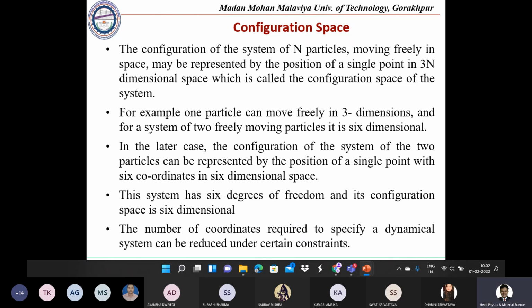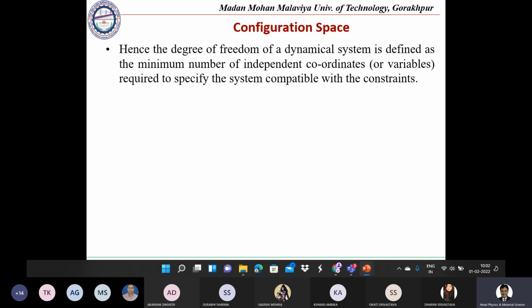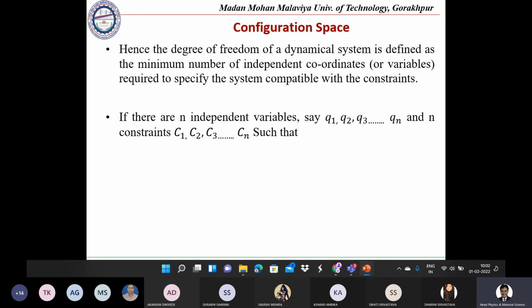The number of coordinates required to specify a dynamical system can be reduced under certain constraints. And now we will discuss those constraints. But before that, we will discuss some more aspects. Hence, the degree of freedom of a dynamical system is defined as the minimum number of independent coordinates or variables required to specify a system compatible with the constraints.